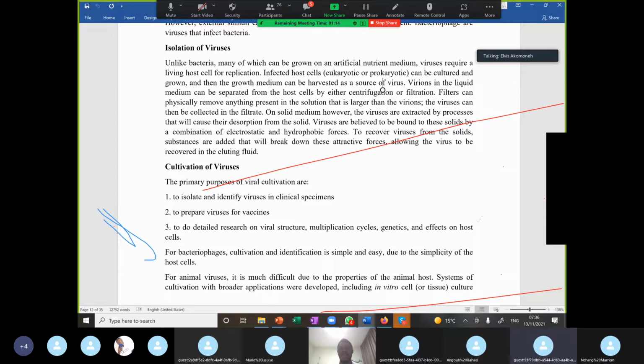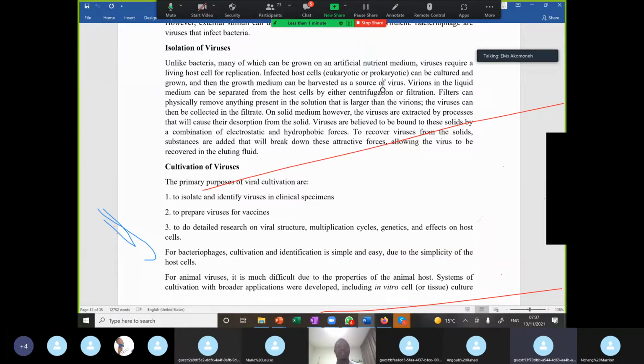And upon obtaining this filtrate that contains our viral particle, we could progress to do further studies on the virus, as I indicated, maybe for vaccines, for inoculation of susceptible animal hosts, for further experimentation, etc.